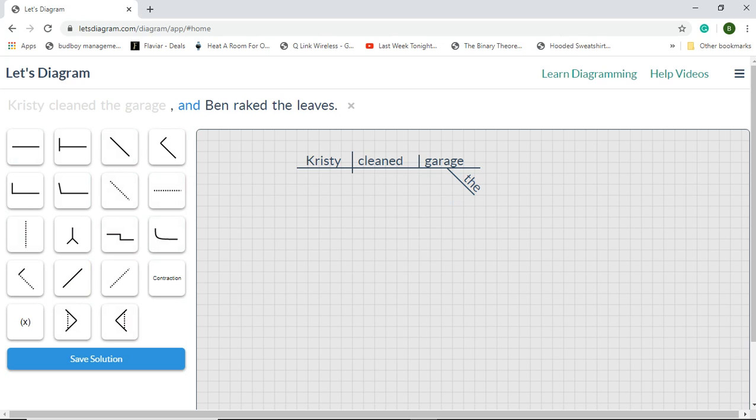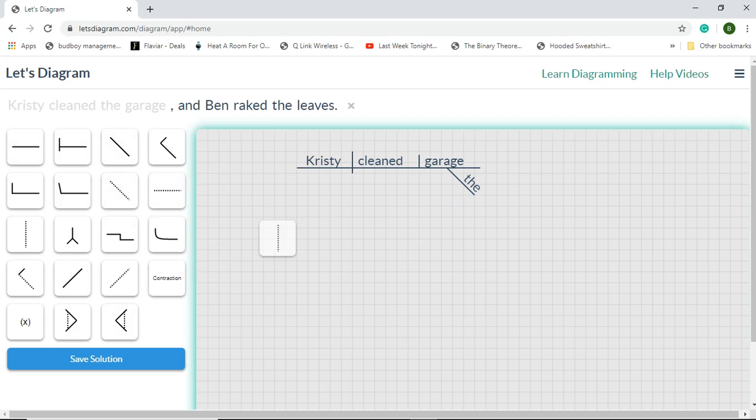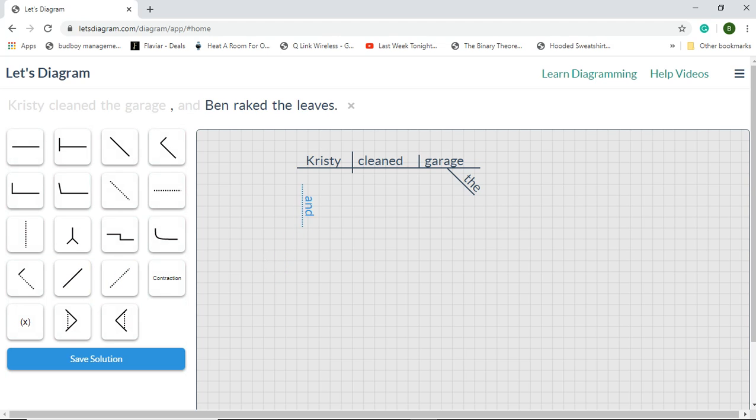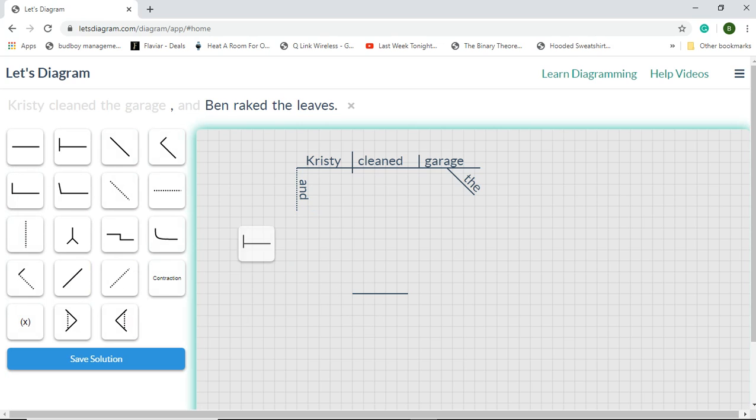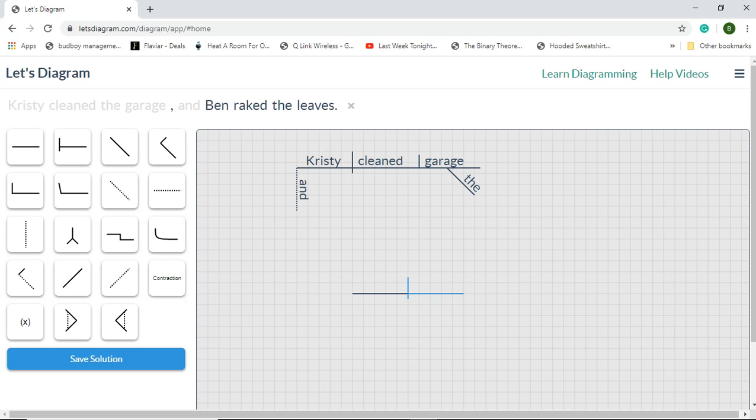So Christy cleaned the garage. Right there, we have the coordinating conjunction and. So we are going to connect it using a dotted line, just like that. Come down here to our second clause. Remember, we're doing compound sentences. The subject of the second clause is Ben. What did Ben do? Ben raked. What is the verb transferring to? What's the direct object? The direct object is leaves. He raked leaves.